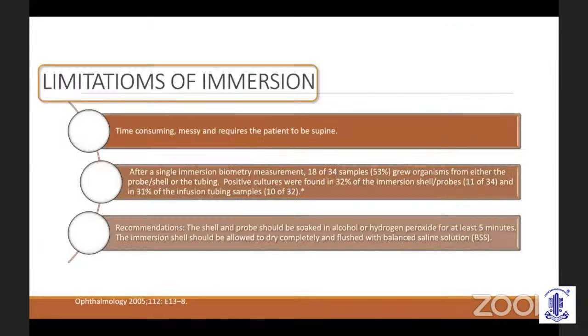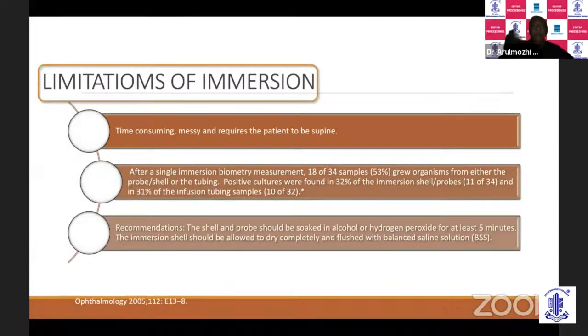The limitation of the immersion method would be that it is kind of time consuming and messy, requires the patient to be supine, and improper cleaning can be a causative factor for cross infections to occur between patients. So the shell and the probe should be soaked in alcohol or hydrogen peroxide or bleach and cleaned properly.